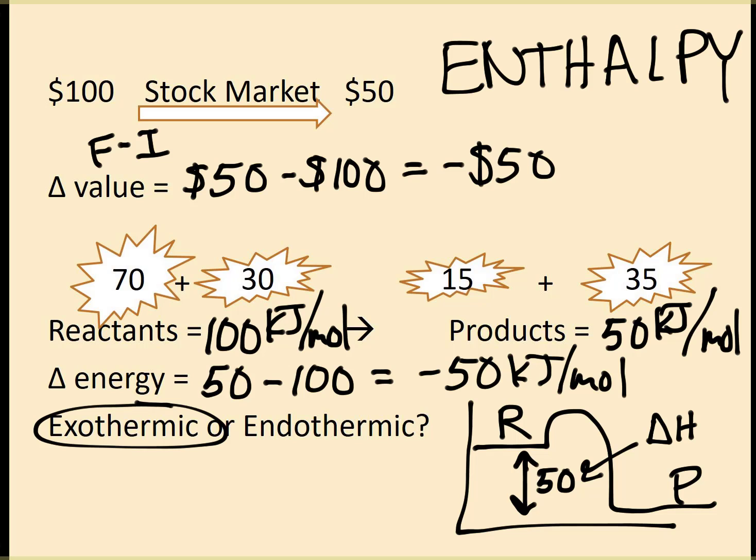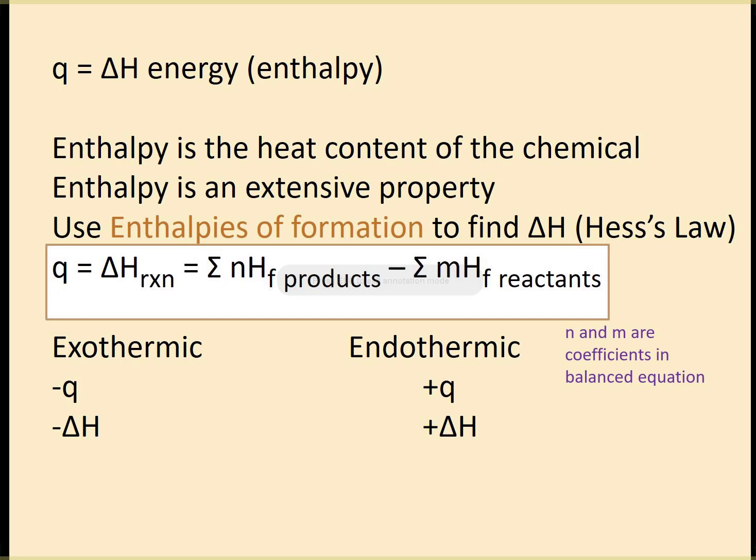Enthalpy is given the symbol of H, so that H right there in the middle of the word enthalpy reminds you that we are finding the delta H, or the enthalpy, or the heat content. And we will be given values of the enthalpy of certain compounds, and we'll be able to subtract them, products minus reactants, to find what the delta H is. So enthalpy is the heat content of the chemical. Enthalpy is an extensive property, so that means the number of moles you have is important. And you are going to be given enthalpies of formation to find your delta H.